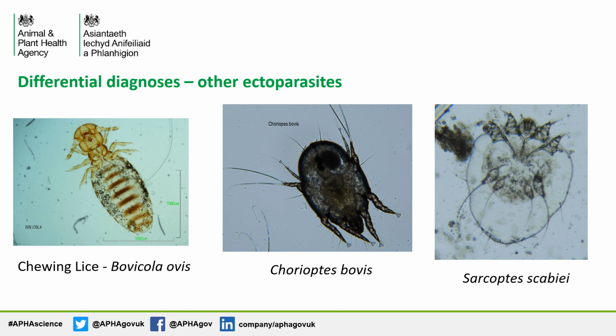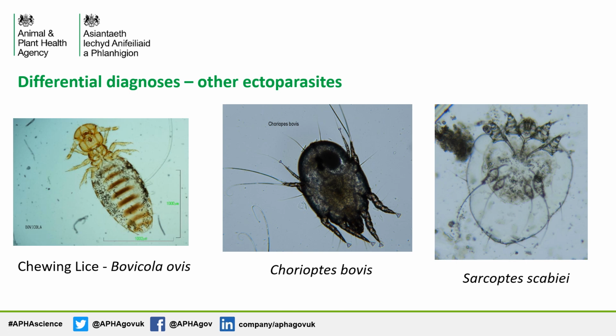The chewing louse Bovicola ovis is the main differential for scab, and concurrent infections with both scab and lice are possible. As you can see here on the left, lice have a very different body shape to the Psoroptes ovis mite.